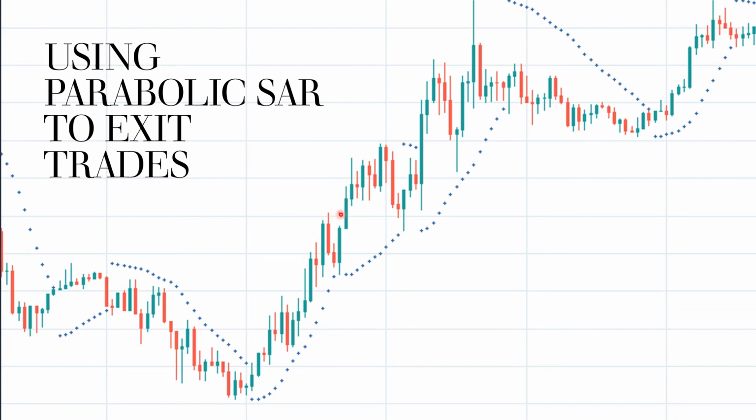So how do we exit the trades properly? Well, the standard is to wait for 3 dots to form before exiting the trades, as this would avoid false signals like the one here. But as you can see, even then it's not enough, as this was a false signal. So how would you get around this problem?